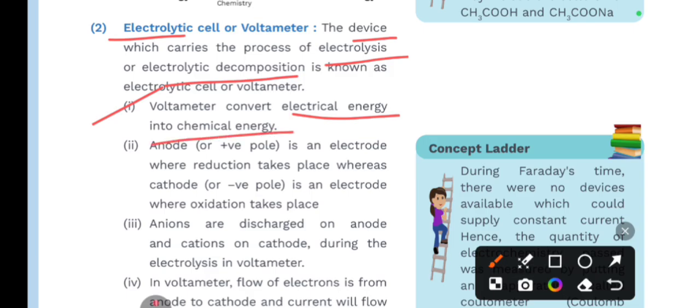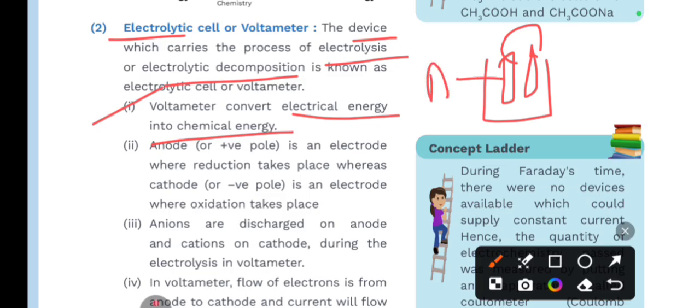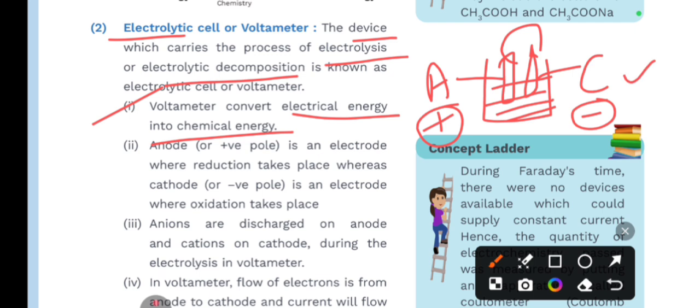In this cell we have to take only one container. In that you have to keep two rods. One is the anode, the other is the cathode. The anode carries positive charge and the cathode carries negative charge. In that you have to take the solution. If the anode carries positive charge, then it will attract the negative ions. The cathode carries negative charge, so it will attract the positive ions. With the help of this you can break the compound, and two separate, oppositely charged ions will move towards the oppositely charged rod.